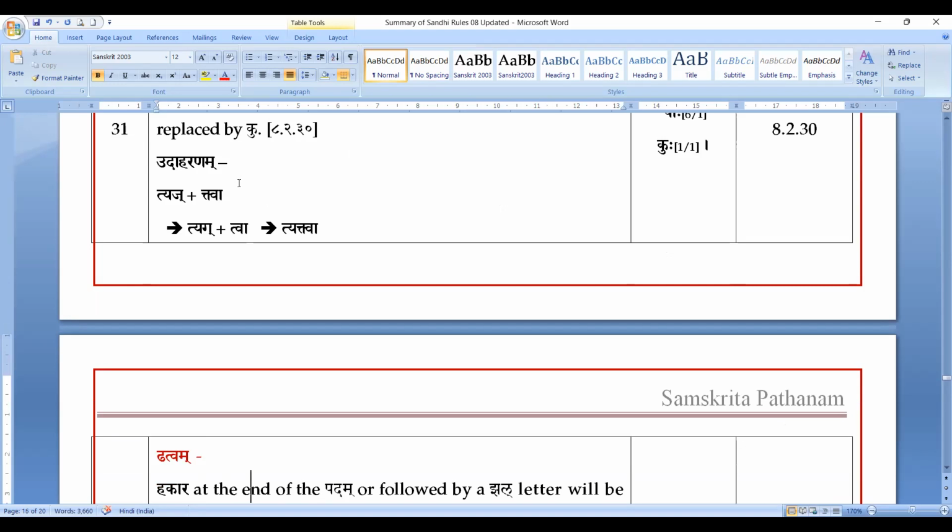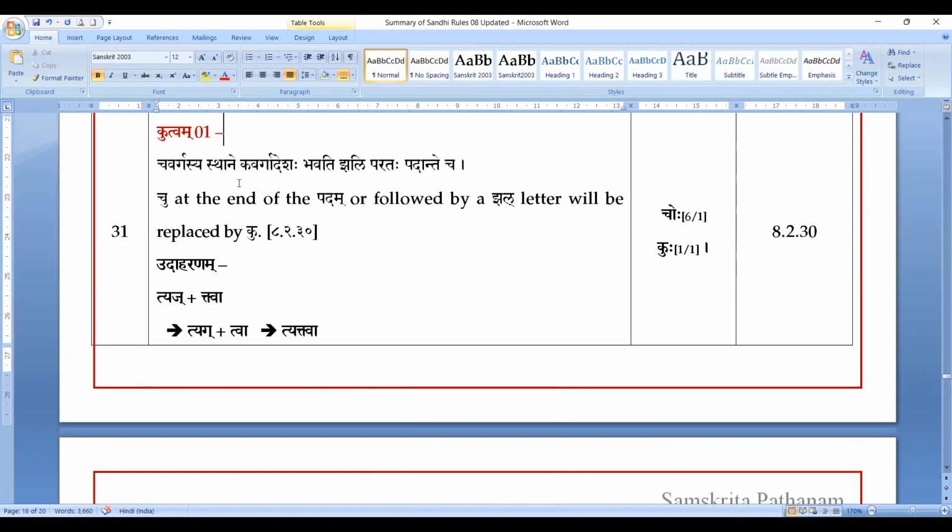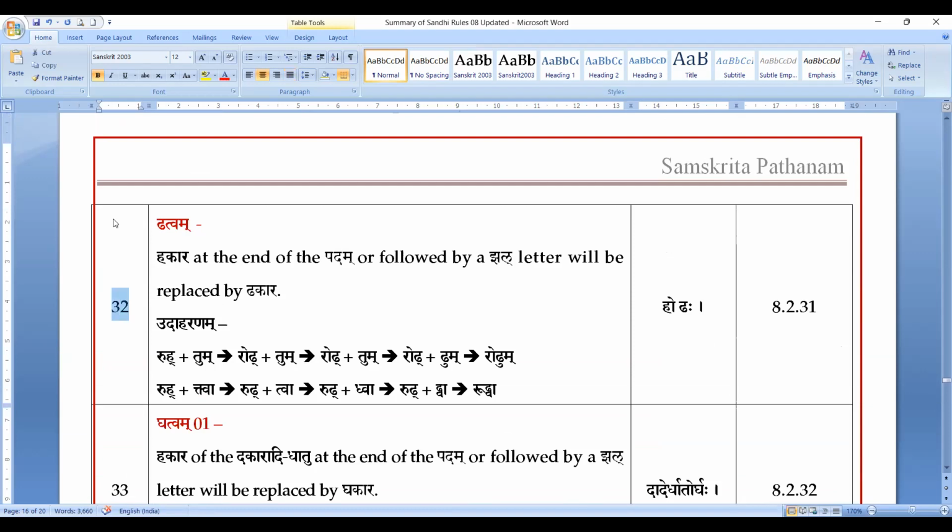Then, is it clear? 31. All these sutras preceding them we have seen, all the 30, the list of rules. Now we'll go to the next one, 32, which is Dhatvam. What is that? From Dhatvam, what do you understand? Dhakara is the Adesha. And see the Sutram. This is Sutram.